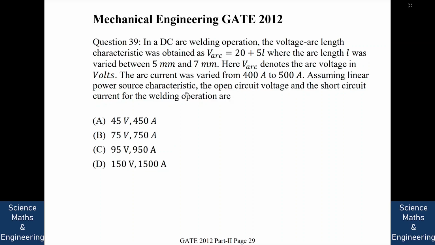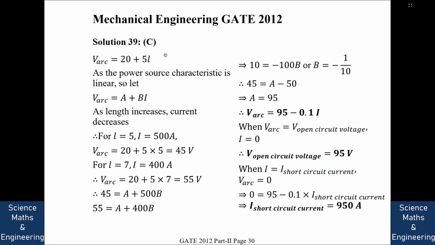Assuming linear power characteristic, the open circuit voltage and short circuit current for the welding operation are to be found. So we need to find out the open circuit voltage and the short circuit current. See, we have V arc is 20 plus 5L. Now our power source characteristic is linear, so we can assume that V arc is A plus B I. As the length increases, current decreases.